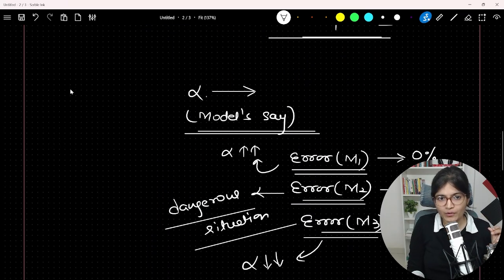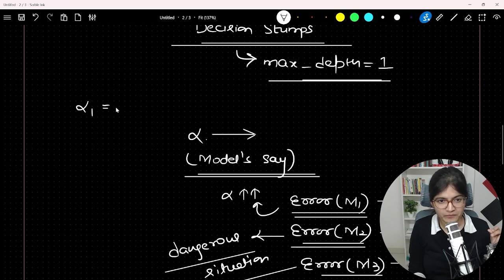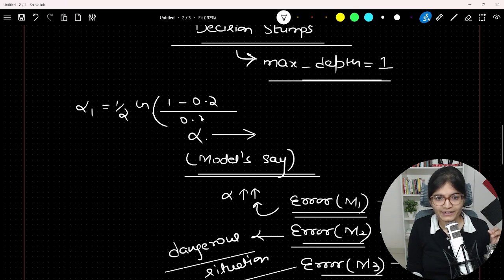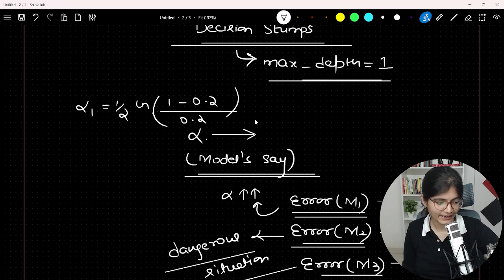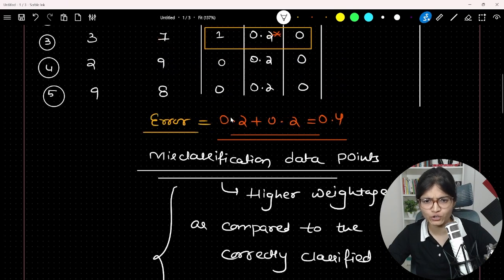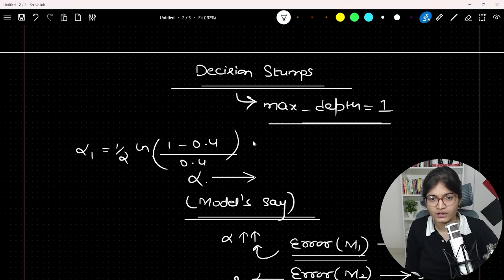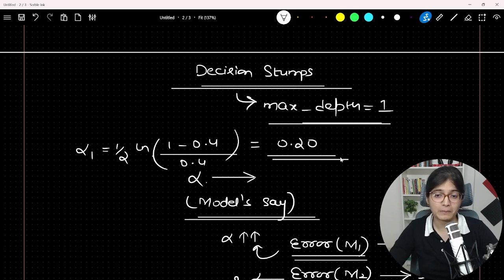So let's apply this formula of alpha 1, which is 1/2 natural log of (1 minus 0.4) divided by 0.4. So it will be 0.6 divided by 0.4. Sorry, the error is 0.4, right? So let's rectify this. It is 0.6 upon 0.4. If you try to evaluate this equation, you will see that this value will come out to be 0.20. I have done the calculation prior. So this is the value which we are getting for alpha 1.